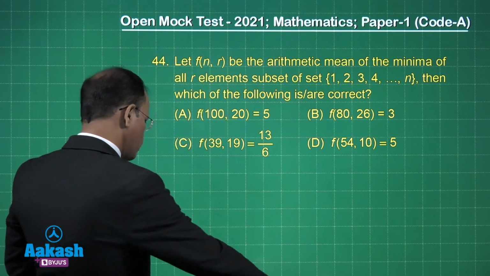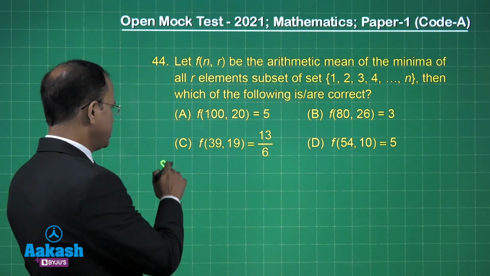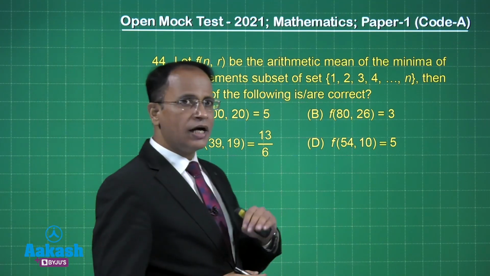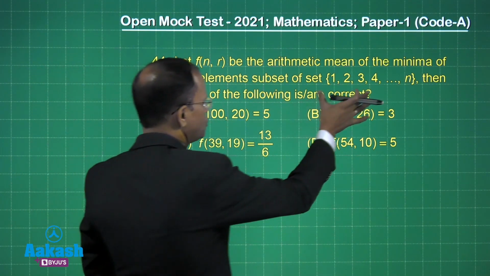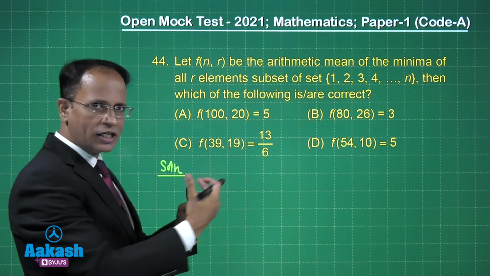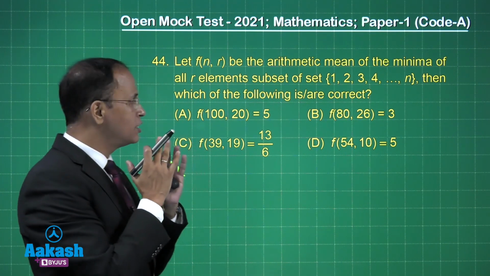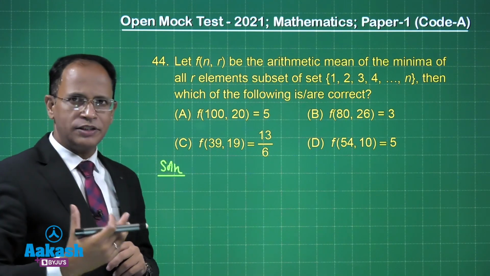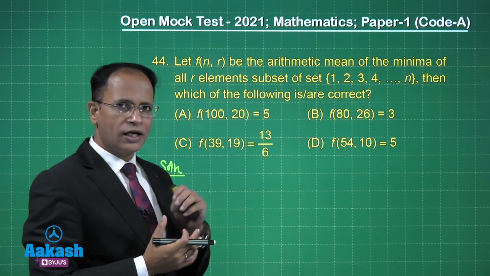So friends, what we are going to do here is understand the problem first of all, what we need to find out. Let f(n, r) be the arithmetic mean of the minima of r element subsets. That means out of n elements, we will take r elements and create the subsets, I mean all r element subsets, of that set. Then which of the following is or are correct?